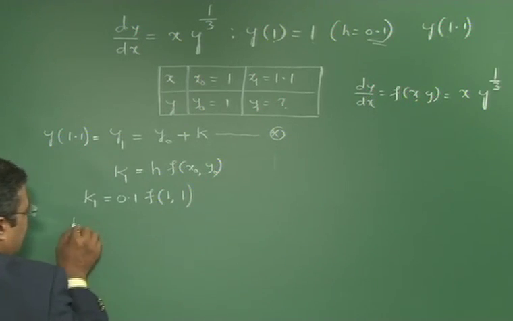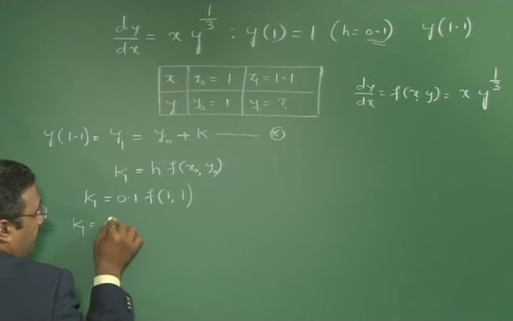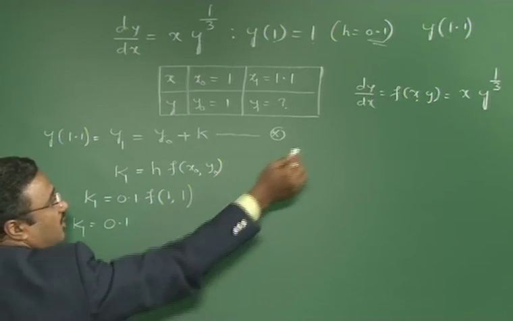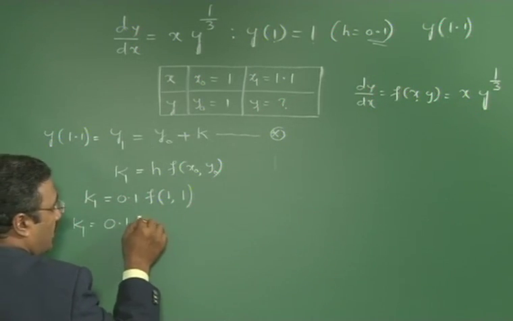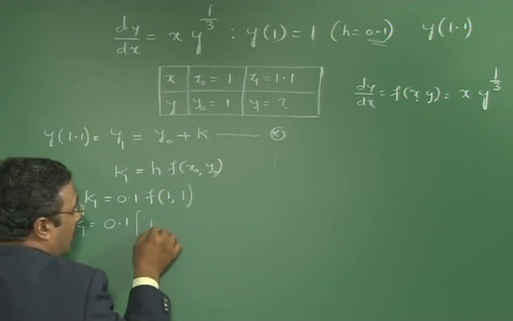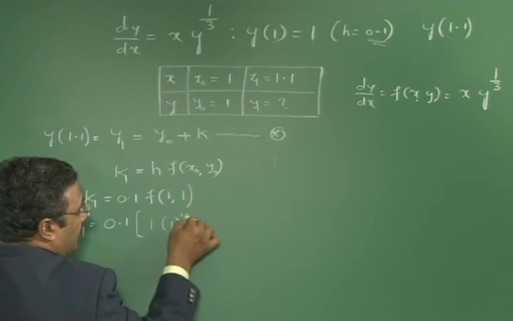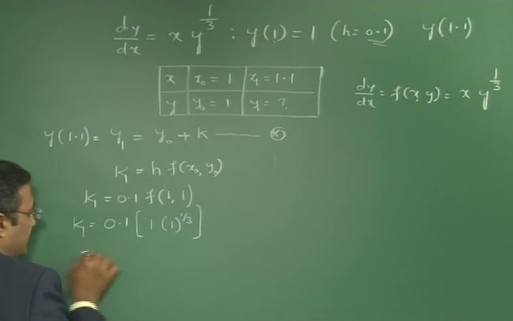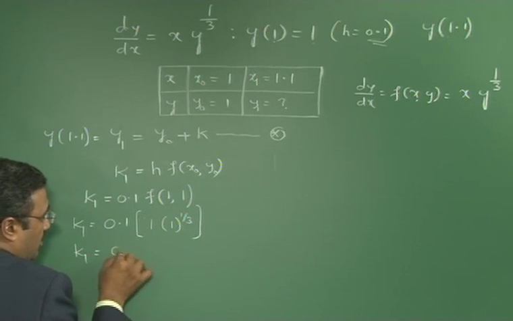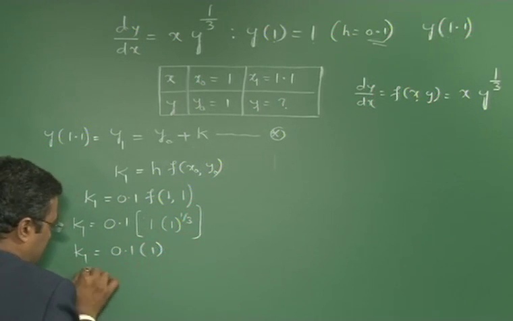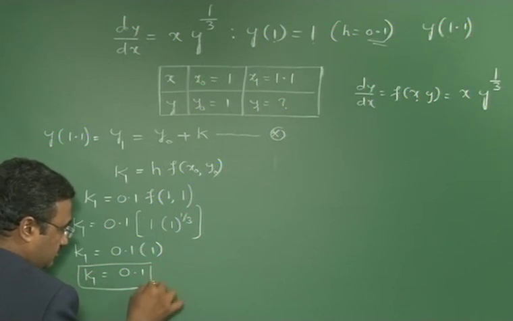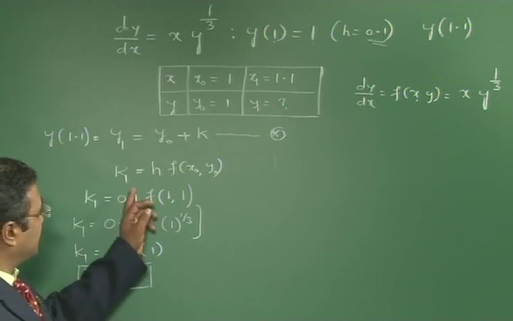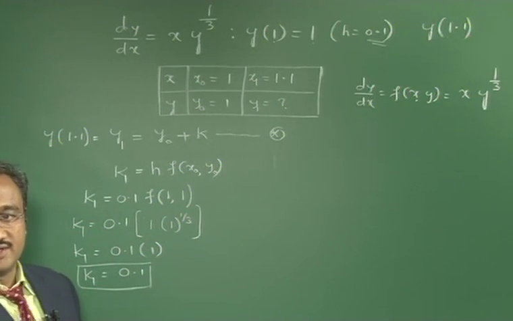You have to substitute f of 1 comma 1 in your given equation. We can simply write k1 equal to 0.1 times x, here x is 1 and y is 1, into 1 into 1 to the power of 1 by 3. After simplification of this, we have 0.1 into 1, so your k1 value is 0.1. This is the first case, where I found the value of k1.